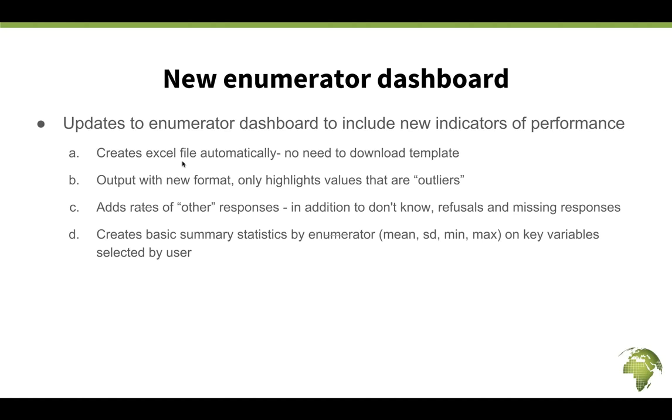Well, we added one more column to include the rates of them selecting others, like a specify other value, so that you can see if there are differences by enumerator. And then we added a full extra sheet that also outputs variable summary statistics by enumerator, so that you can also look at whether there are differences by enumerator in reporting of certain questions, and the means and standard deviations and mins and maxes by enumerator.